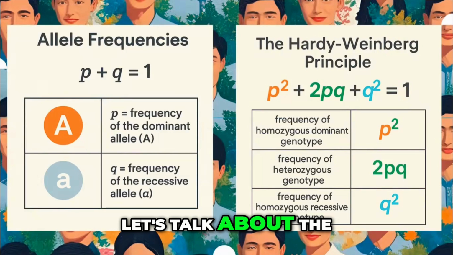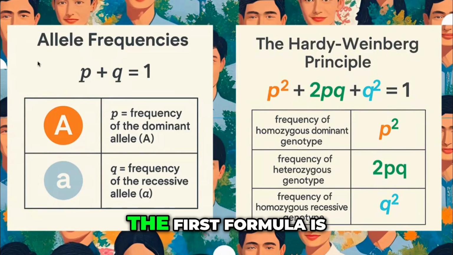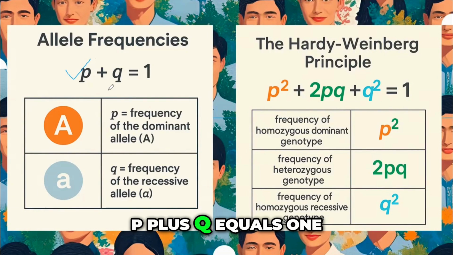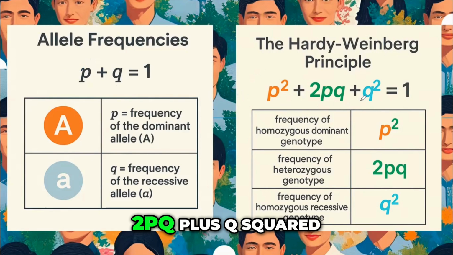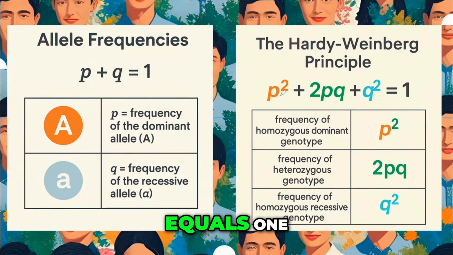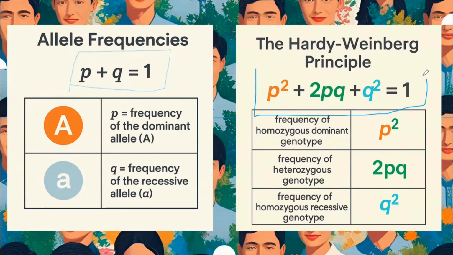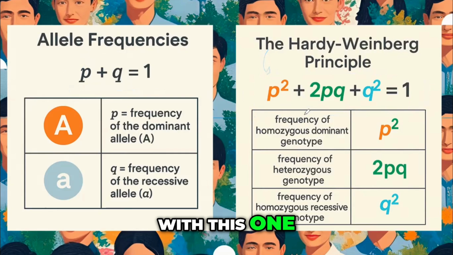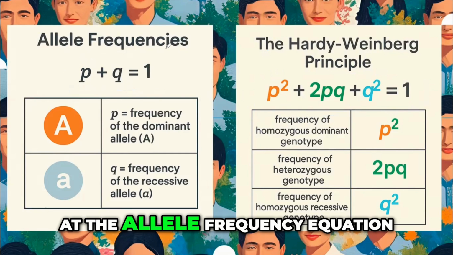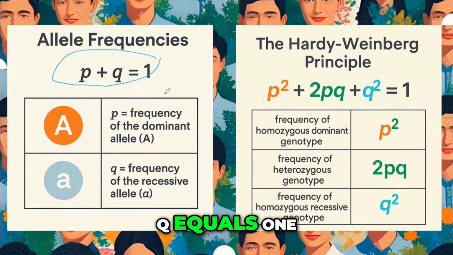Okay, let's talk about the 2 main formulas that you need to understand. The first formula is P plus Q equals 1, and P squared plus 2PQ plus Q squared equals 1. These 2 formulas are important to note. Officially, the Hardy-Weinberg principle affiliates with this one. However, let's take a look at the allele frequency equation, which is P plus Q equals 1.